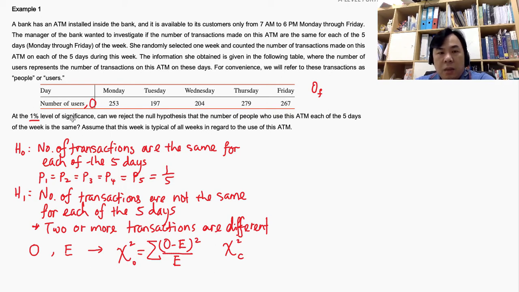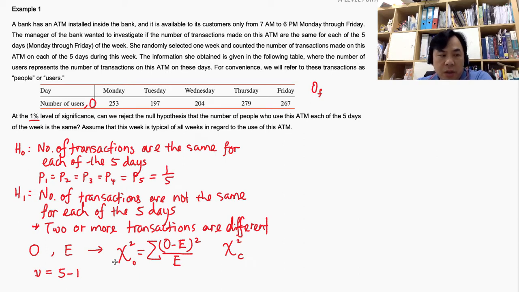Other than this 1%, we also need the degree of freedom before we can tabulate this critical chi-square. In the data booklet, most of the time it is written as phi. The degree of freedom is based on the number of categories. The categories we have are 5 categories here, so you will take 5 minus 1. Now, the 1 is the restriction that we have due to the data that we have collected.